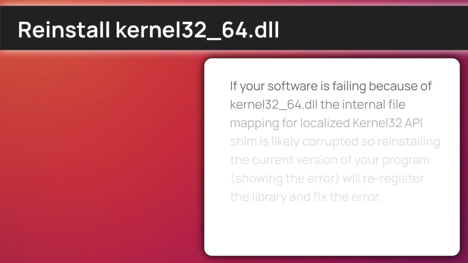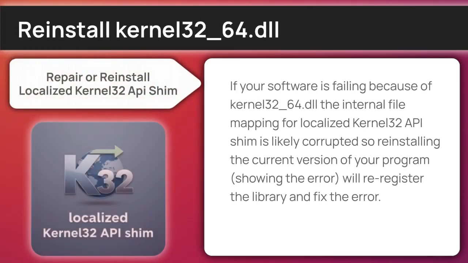If your software is failing because of Kernel32 module DLL, the internal file mapping for Localized Kernel32 API shim is likely corrupted, so reinstalling the current version of your program showing the error will re-register the library and fix the error.